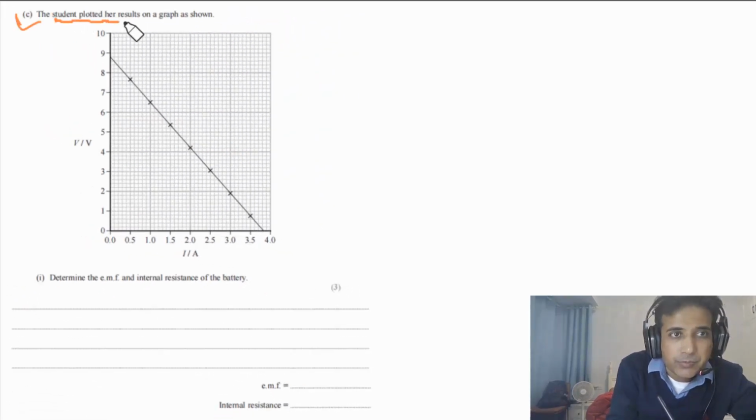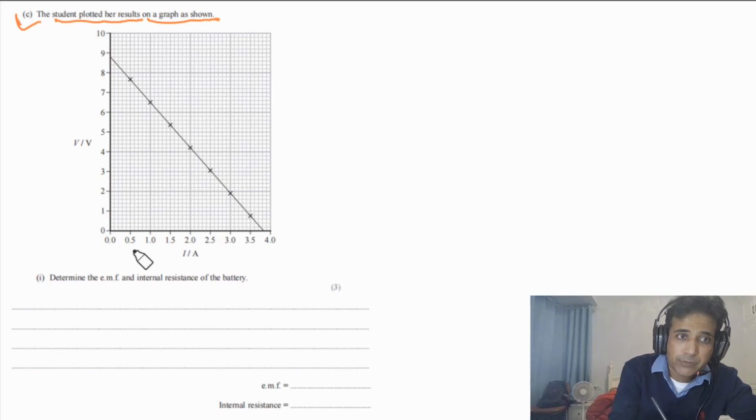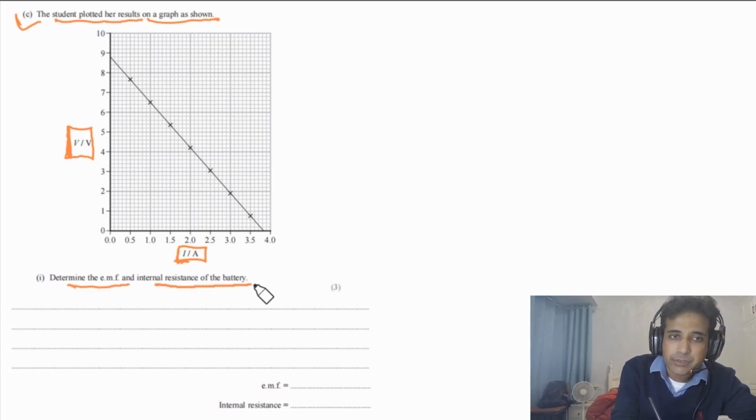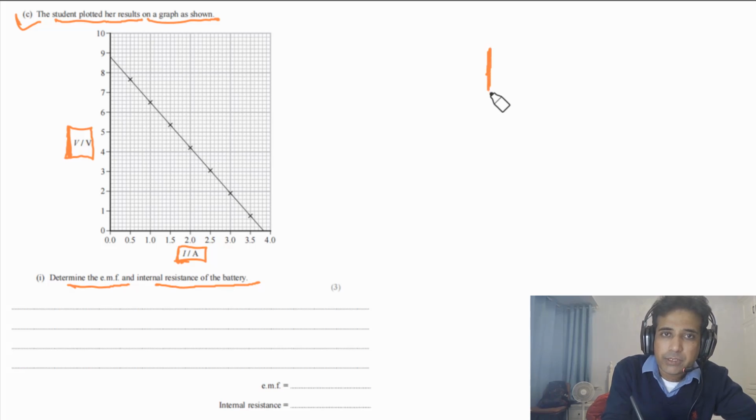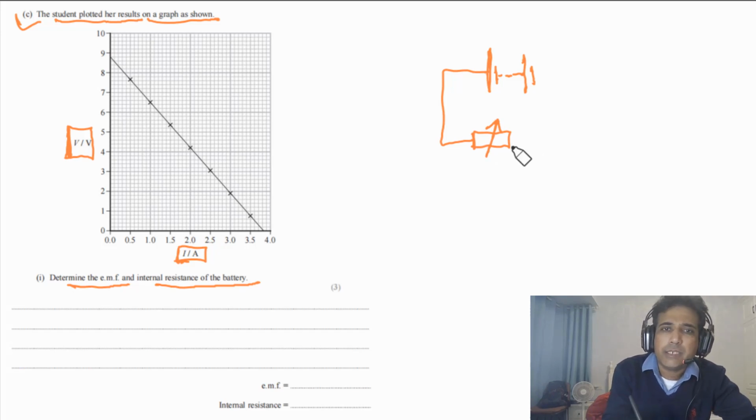Part C says the student plotted her results on a graph as shown in the figure. So we have V, the voltmeter reading, on the y-axis and the ammeter reading on the x-axis. Determine the EMF and internal resistance of the battery. We have already sketched this circuit, so let me draw this again for your better understanding. There is one very important point you need to understand. So we have this variable resistor, and we can connect the ammeter here. It doesn't matter, you can connect it anywhere in the circuit, it has to be in series.